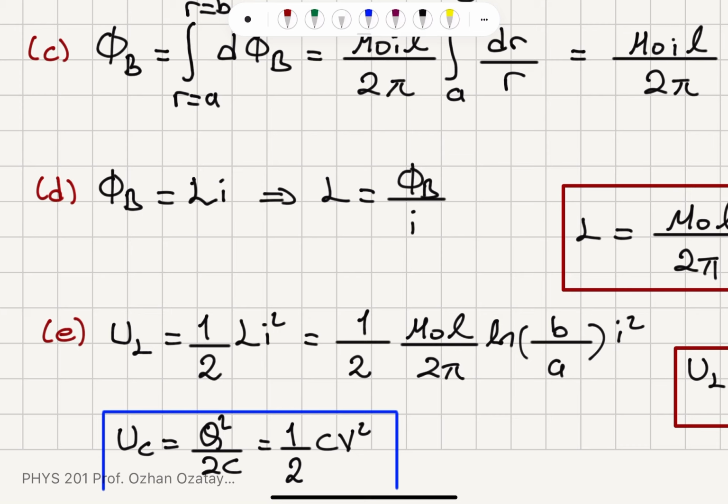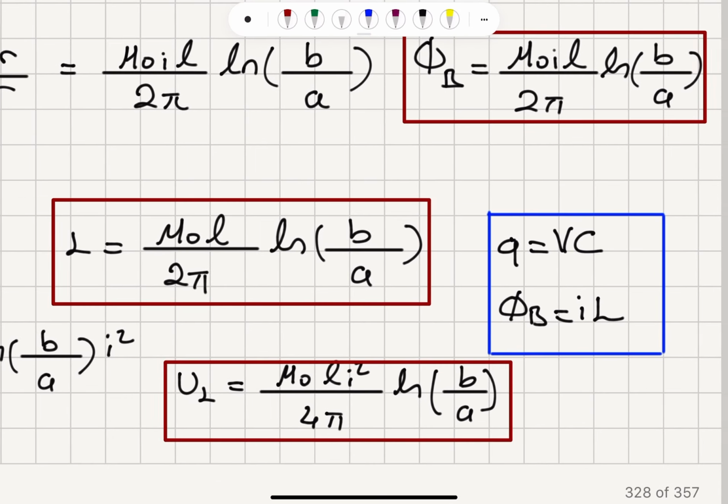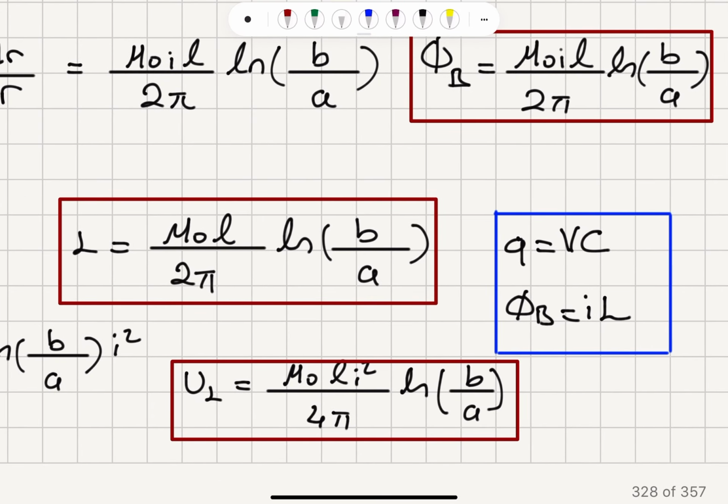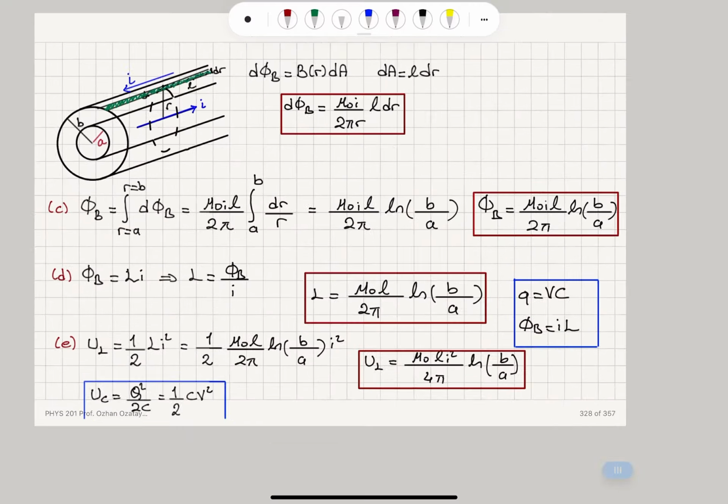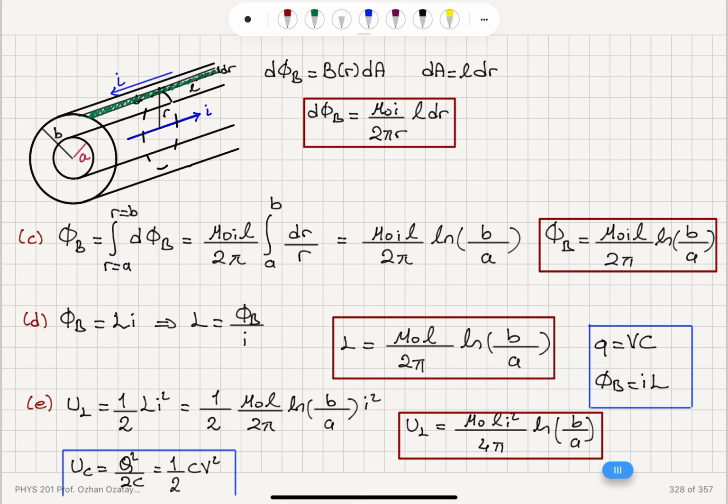So just to remind ourselves, this is the case of capacitance analogous to the inductance where the energy is 1 over 2 Li squared. So here we have 1 over 2 CV squared. For the case of inductance, we have current. Capacitance, we have voltage. So here the voltage has become current, capacitance becomes inductance, and Q is analogous to magnetic flux.